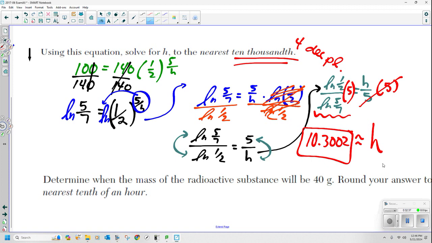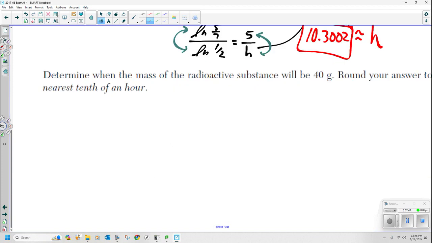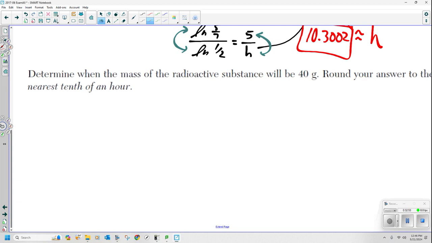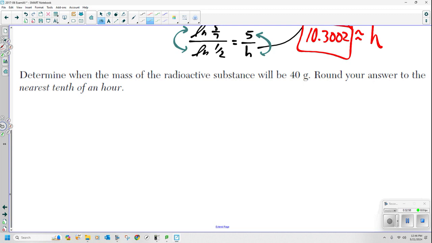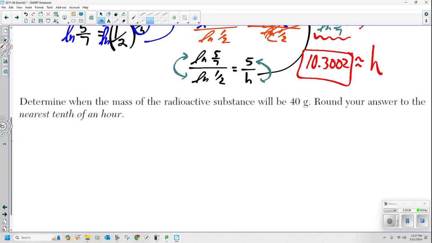There was a lot going on there. Okay. Now, last but not least, we're on to the end. Thank God. Determine when the mass of the radioactive substance will be at 40 grams. Round your answer to the nearest tenth of an hour. There it is. All right, so here we go. I am now finding the T given my H right here.